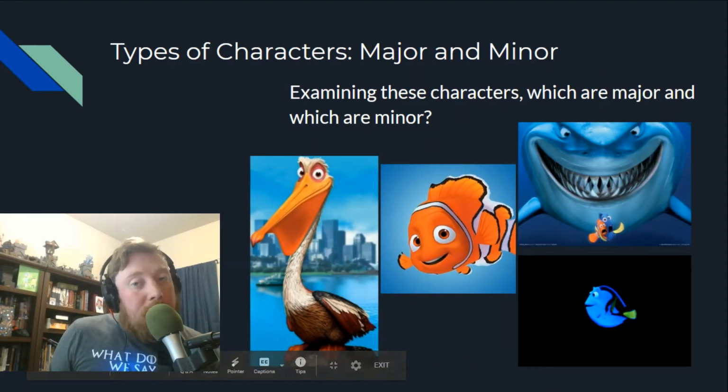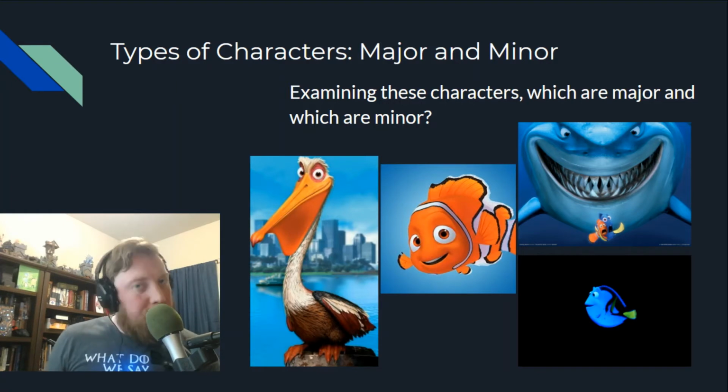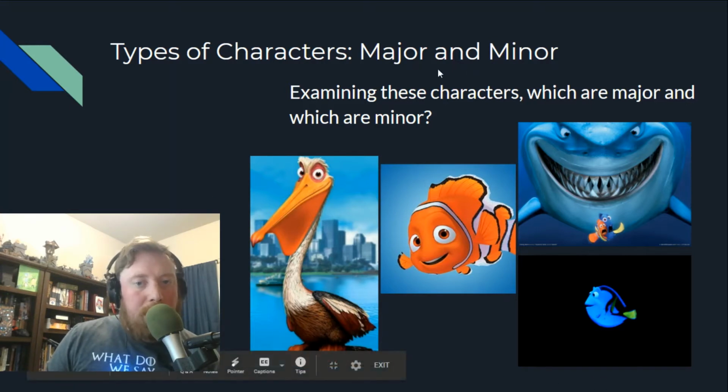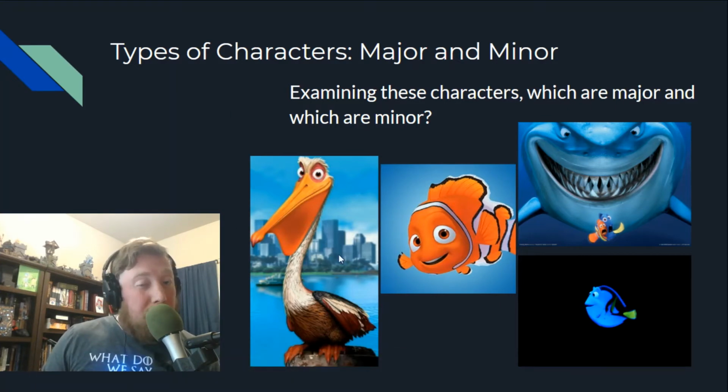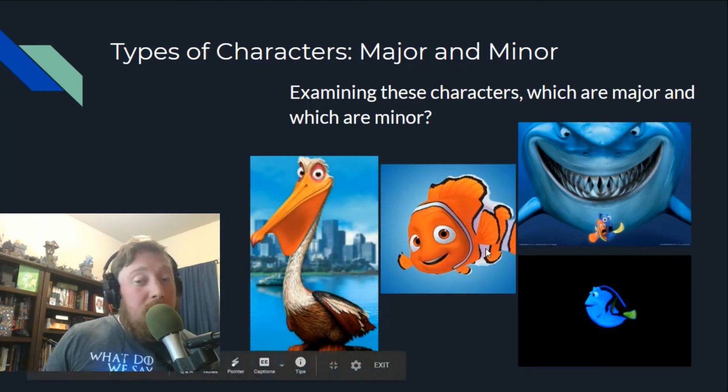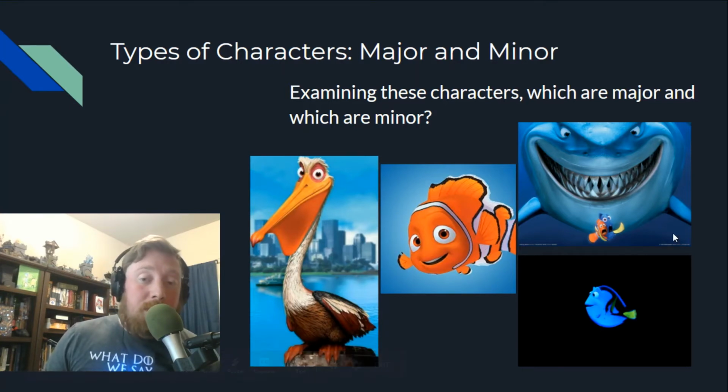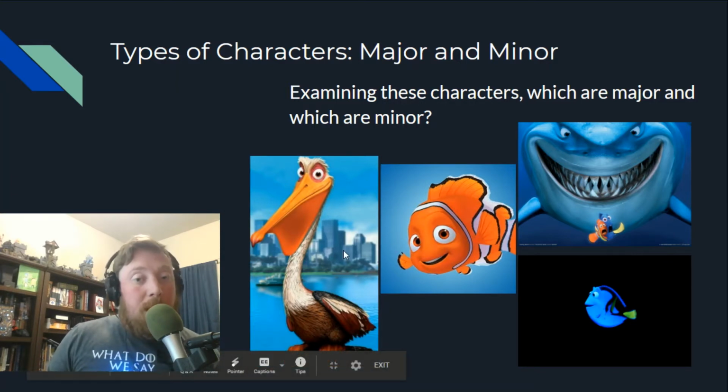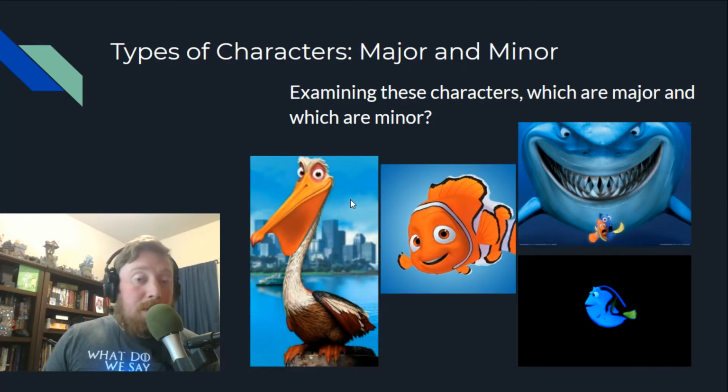Now, examining these characters, which are major and which are minor? As I'm looking across over here, I'm seeing several characters, and whenever I think about it, all of them do kind of help to propel the plot forward. You have Bruce here, you have Nigel, who actually helps Marlin to find his son Nemo, and then you have Nemo and Dory. However, whenever it comes to the conflict itself, Nigel appears, and then he plays his part, and then he is not so much a part of the movie before or after, right? Same with Bruce. He plays his part, and then he's not as much a part of the movie.